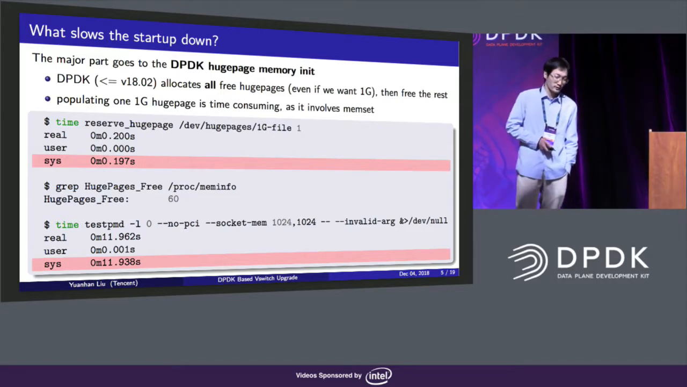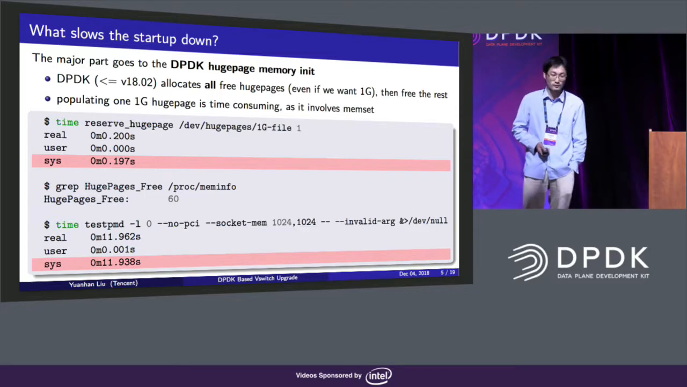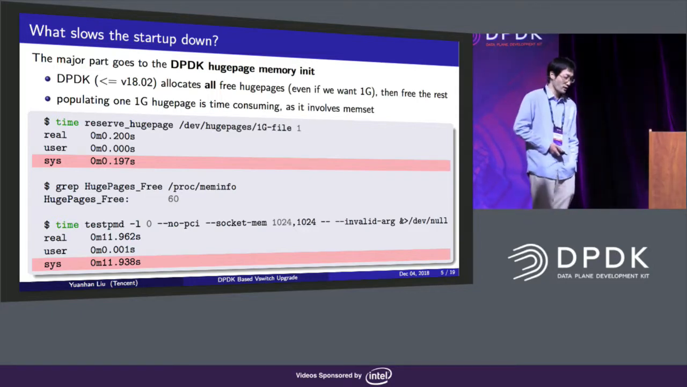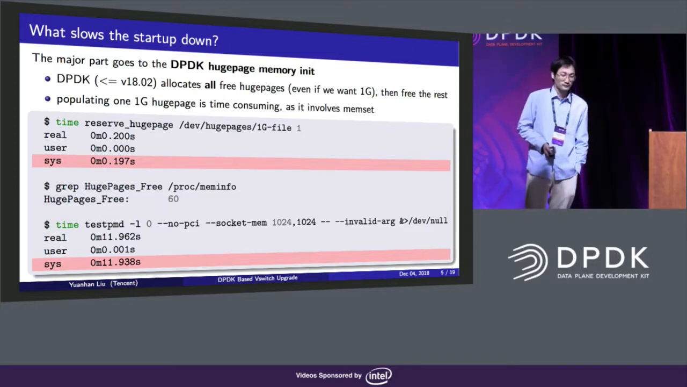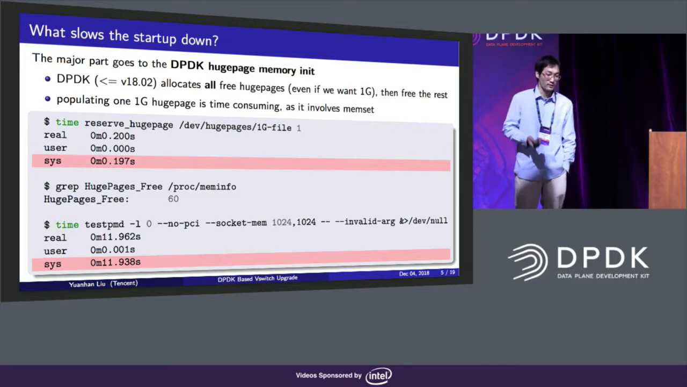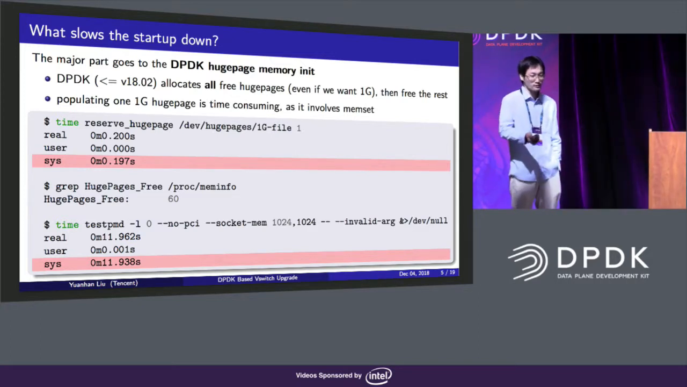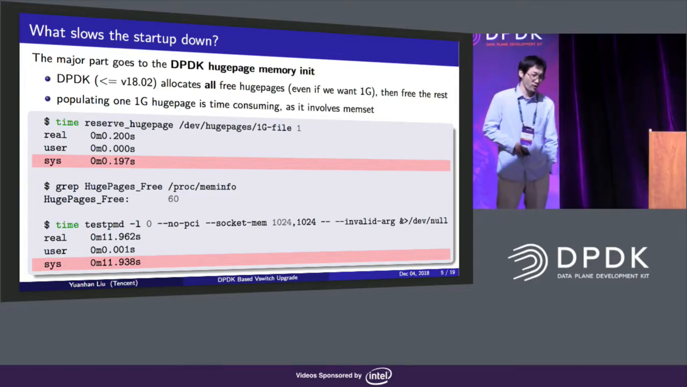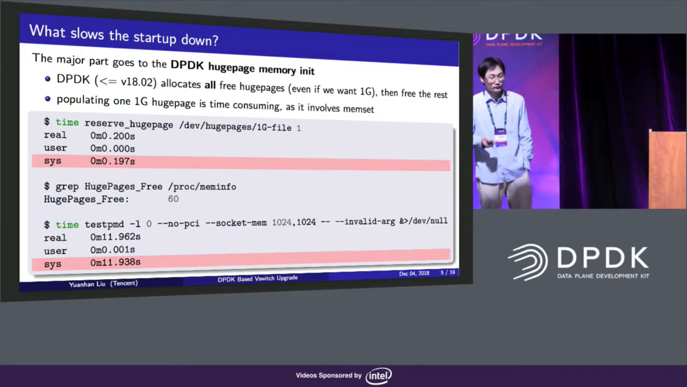So what should we do? If multiple processes is not a good solution, my opinion is we need to figure out what slows down the startup. It turns out to be the huge page memory initialization. We have talked about it quite many times these two days, and here's one more time: the old DPDK allocates all huge pages, I mean free huge pages, and then frees the rest. Here's an example.